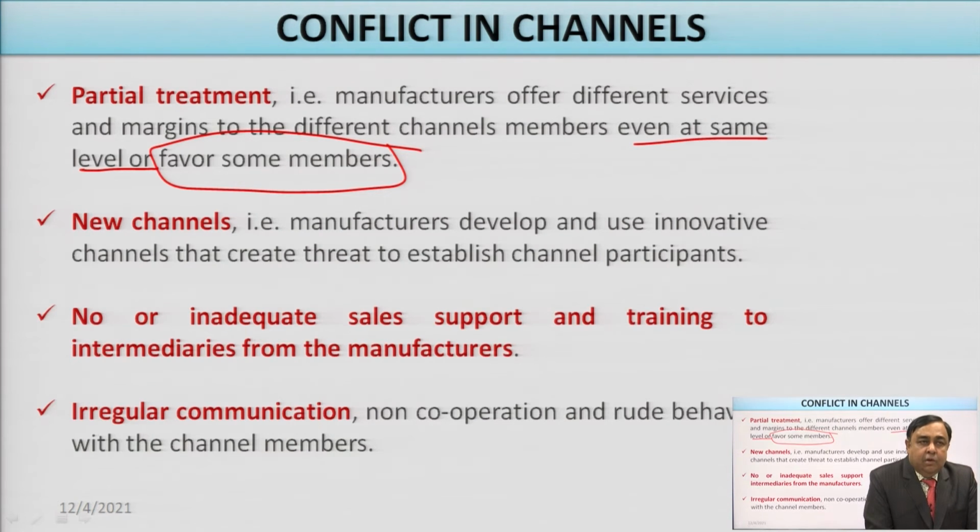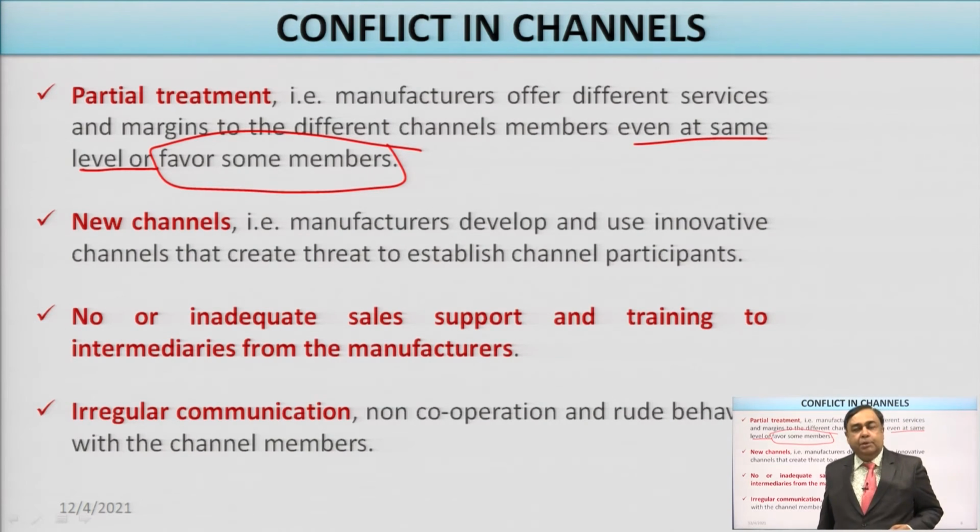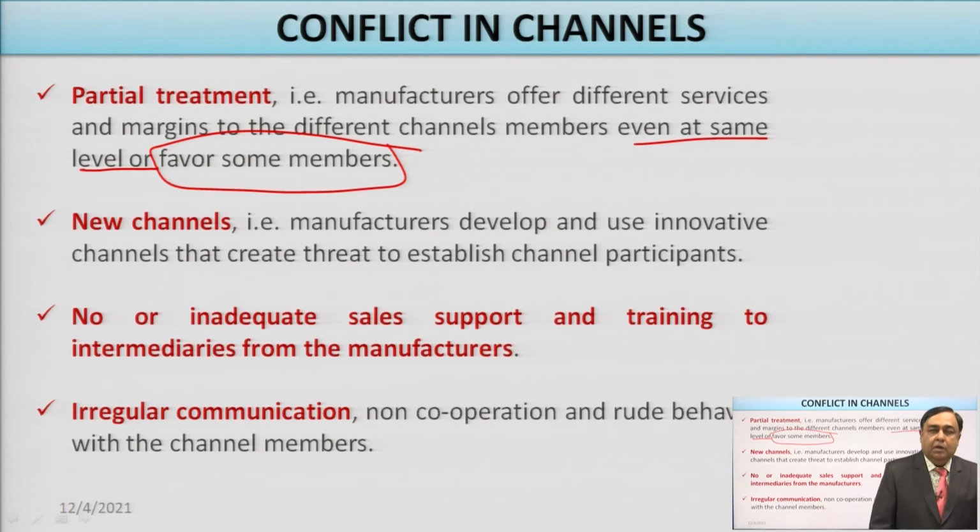Next is no or inadequate sales support and training to the intermediaries provided by the manufacturers. If the sales support is less, if the training is less, automatically this leads to a conflict. Because what does the company expect? The company at the end of the day expects that their product is to be sold. So, if the support is not proper, if the training is not proper to these intermediaries, this leads to the development of a conflict in the channel.